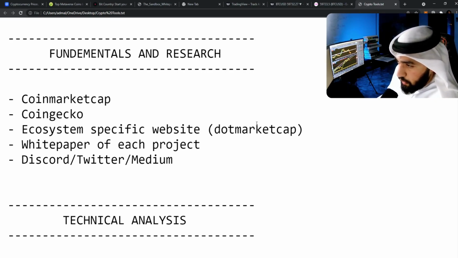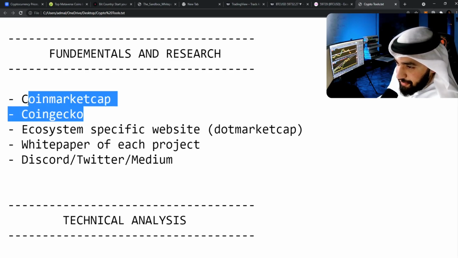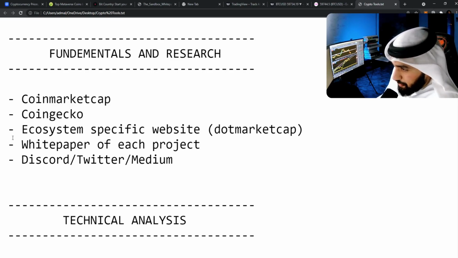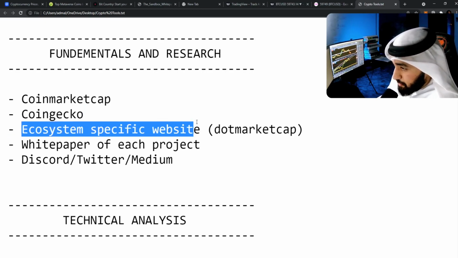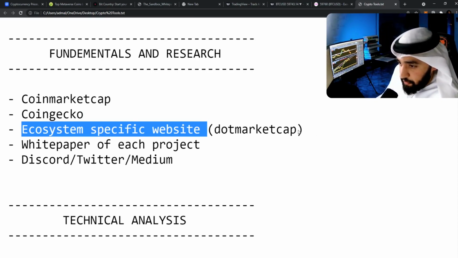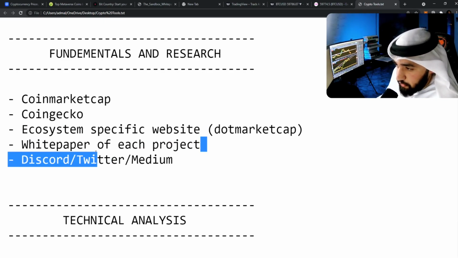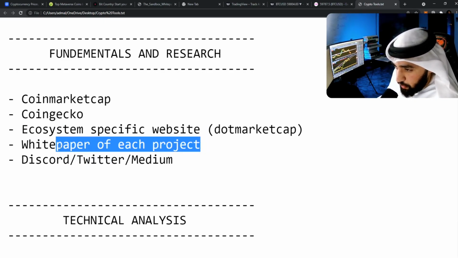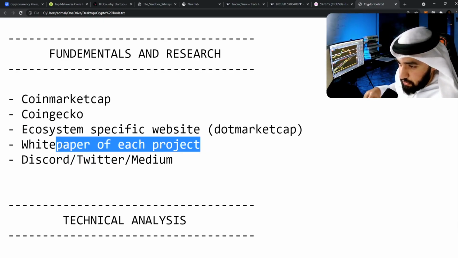For newer coins that are not listed here yet, and for those coins that have a possibility to be 1,000x, 2,000x, even 10,000x, you look at ecosystem-specific websites. For Polkadot, for example, you have .marketcap. Then you read the white paper of each of the projects, basically to know what the project is about, who's the team behind it, and what the tokenomics are.